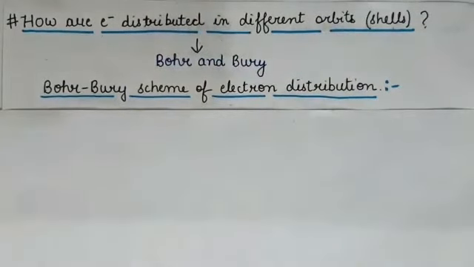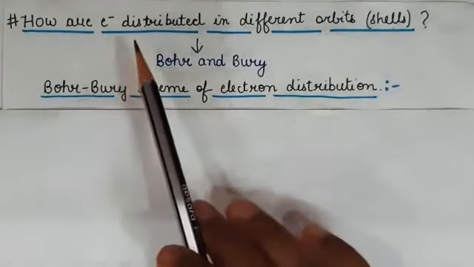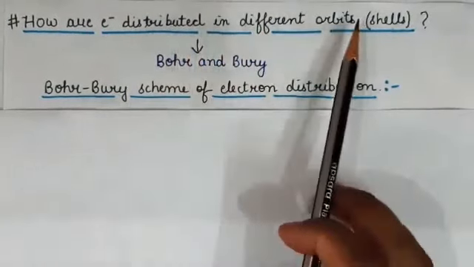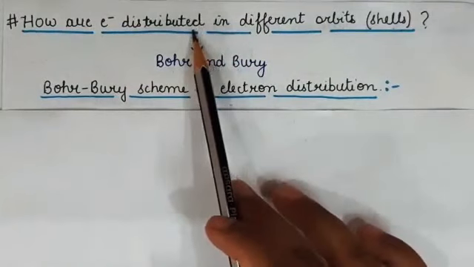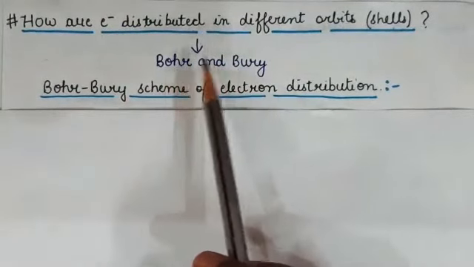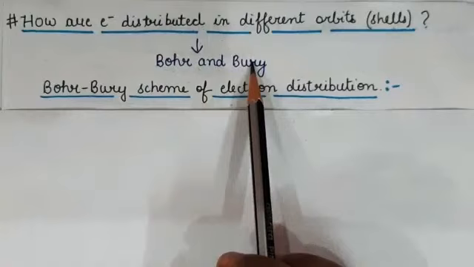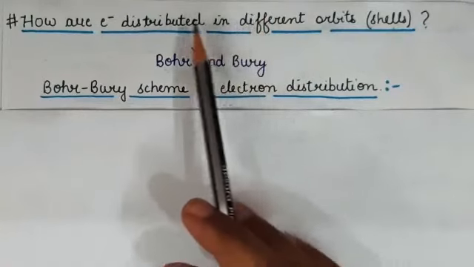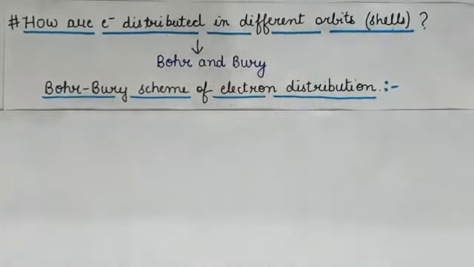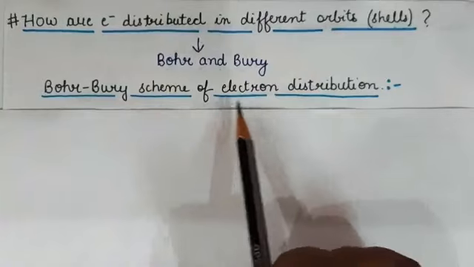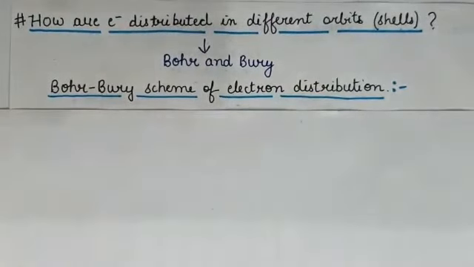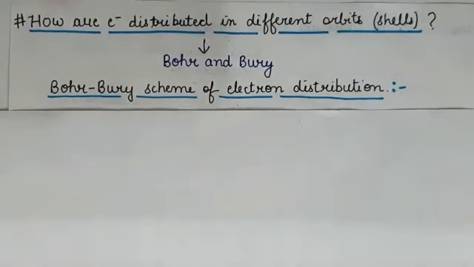Moving ahead to our next topic, that is how the electrons are distributed in the different shells. This distribution of the electrons was given by Bohr and Bury. These were the two scientists who gave this electronic distribution in the orbits. So that's why it is also called the Bohr-Bury scheme of electronic distribution. They gave some rules. So what are the rules?